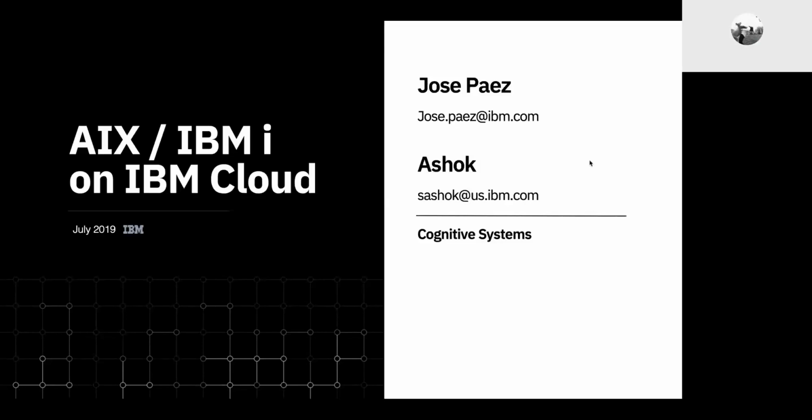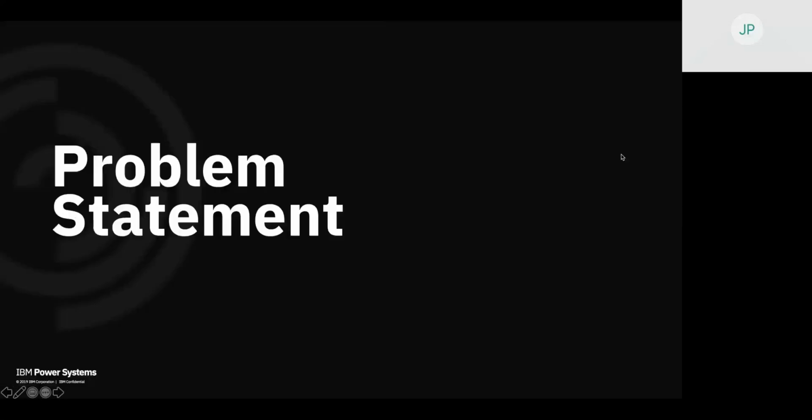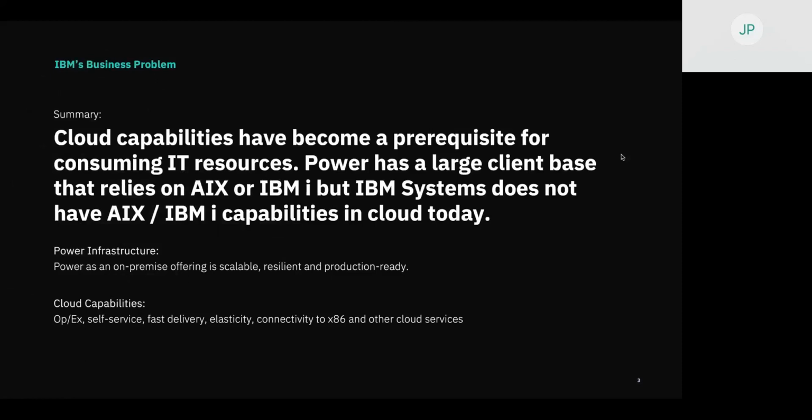Great. So I'll start from the beginning. With the problem statement that we saw from systems, what we started to see and hear from our client base was that cloud capabilities were becoming a prereq for consuming any sort of IT resources, and we as systems have a very large client base that was using and depending on AIX or IBM i resources. But internally from systems, we didn't offer any AIX or IBM i capabilities in the cloud today.